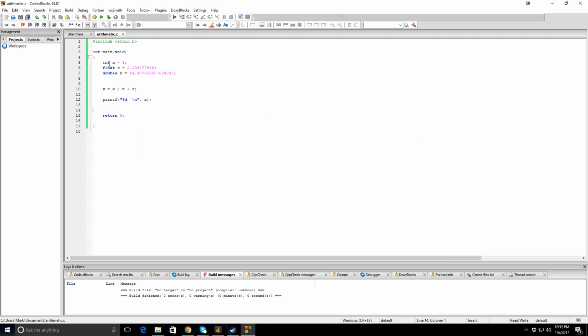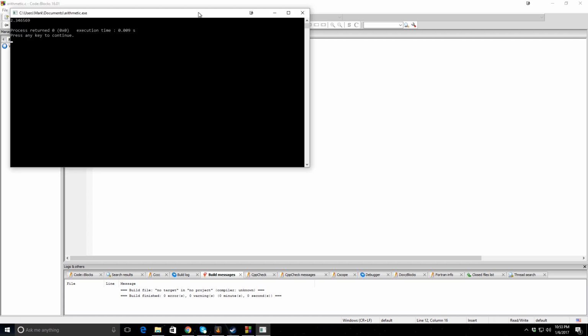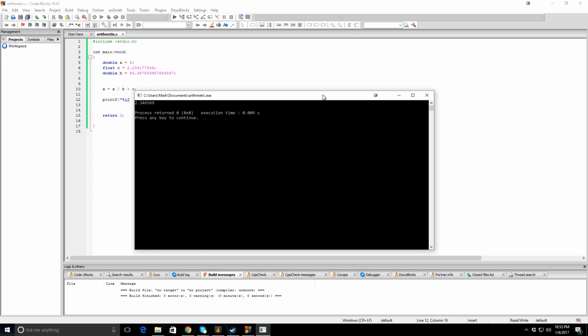Let's do this just a little bit differently. Change this to a double, and change our print statement to a double. And let's see what happens. Alright, this is more of a number we would have expected.